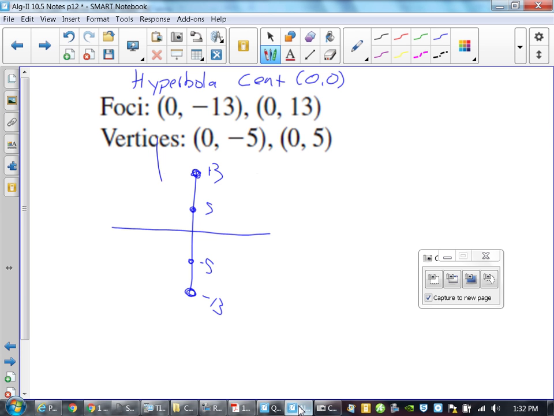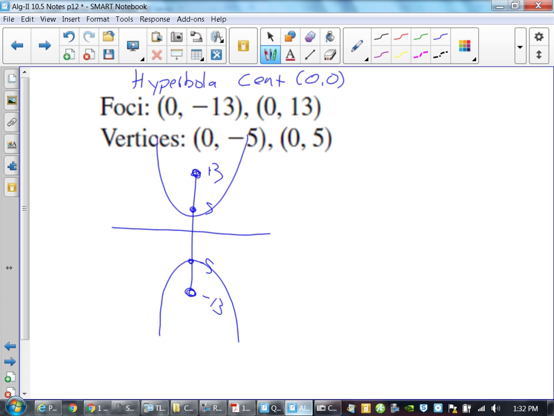It's a happy, sad face. So I know that's what it looks like. Which equation has the happy, sad face? The y squared first, good. So that means it's going to be a y squared hyperbola. And we just have to figure out what A and B are.